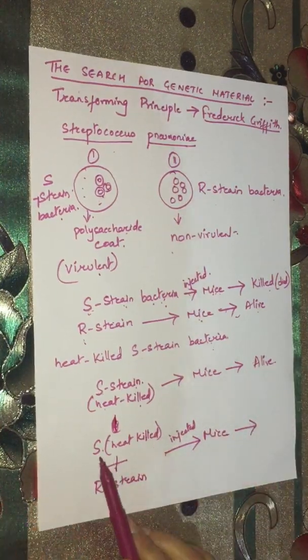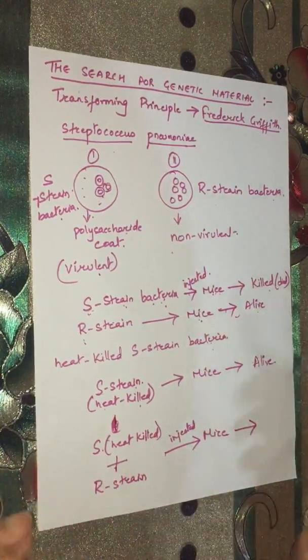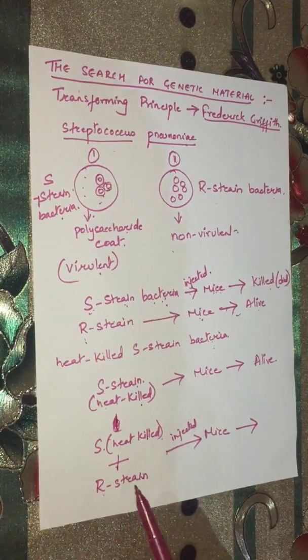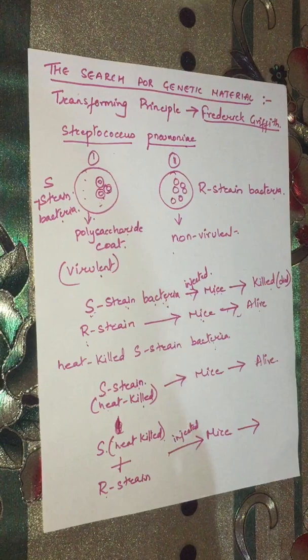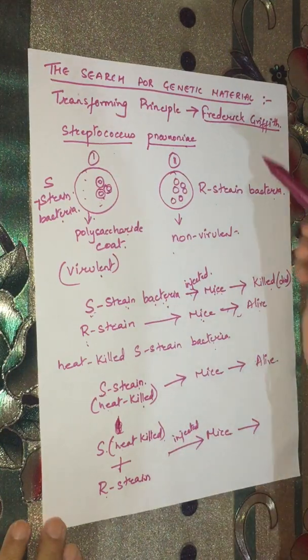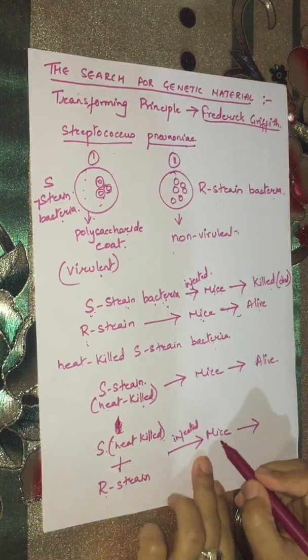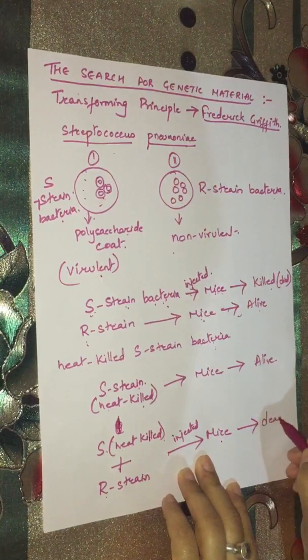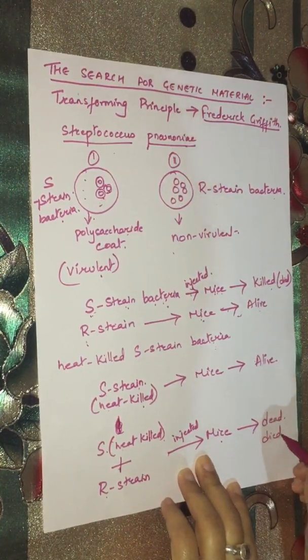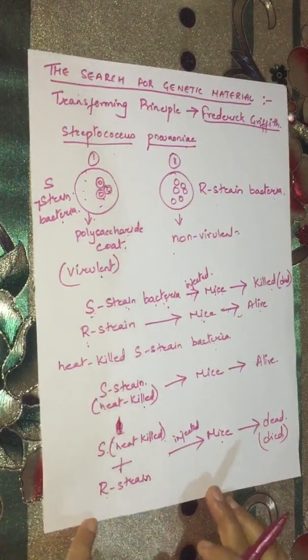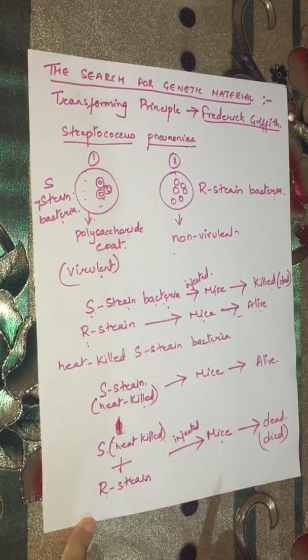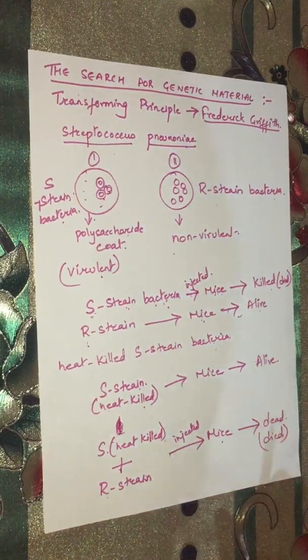Because the heat killed S strain was already dead because it was heat killed, and R strain bacteria was non-virulent. But to his surprise, the mice was dead. Mice died. He was surprised. Mice died. Now how did this mice die?